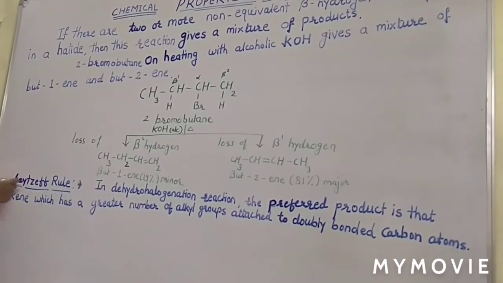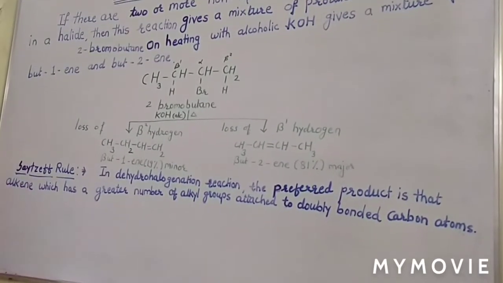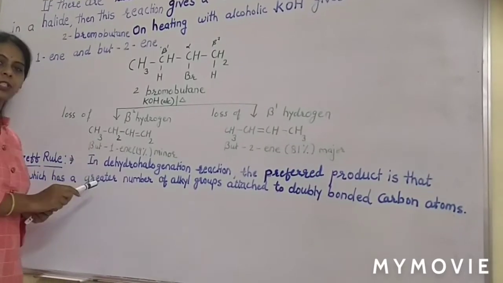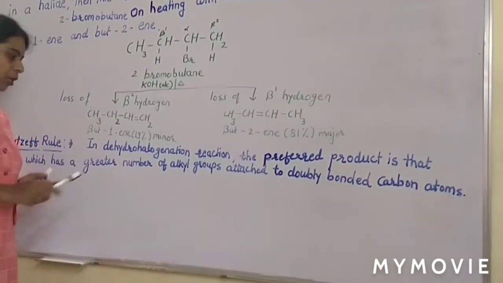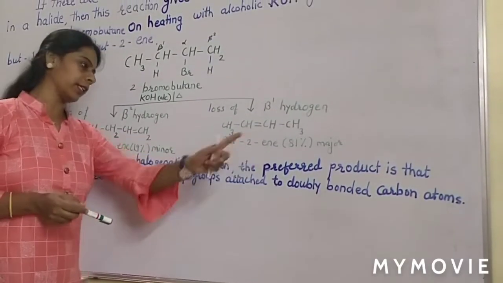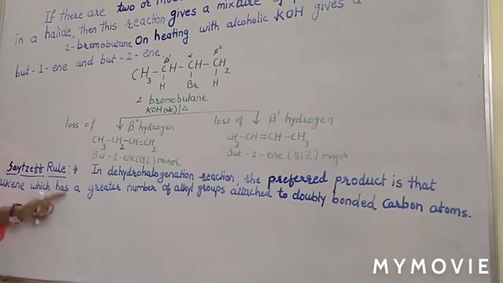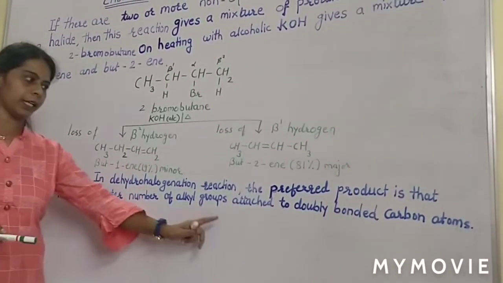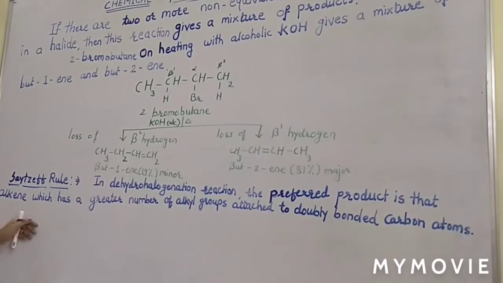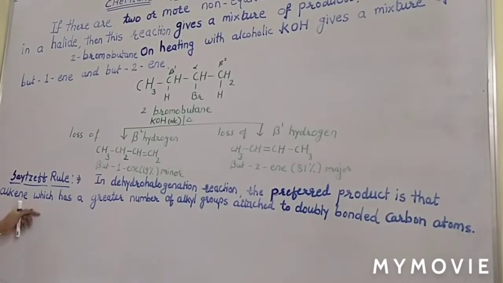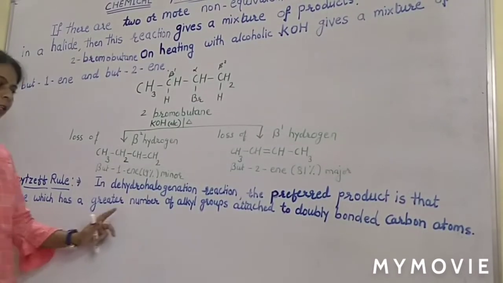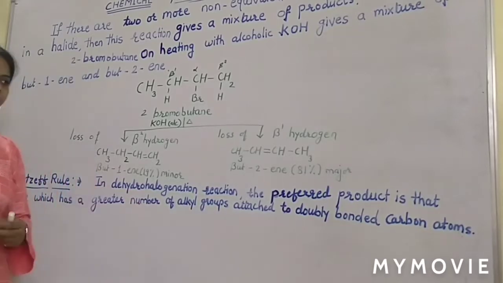Now we'll see what the Saytzeff rule is. Saytzeff's rule is that in a dehydrohalogenation reaction, because hydrogen and simultaneously halogen are removed, the preferred product is that alkene which has a greater number of alkyl groups attached to a doubly bonded carbon atom. Preferred product means the percentage of that product will be higher, in that alkene which has a greater number of alkyl groups attached to a doubly bonded carbon atom.